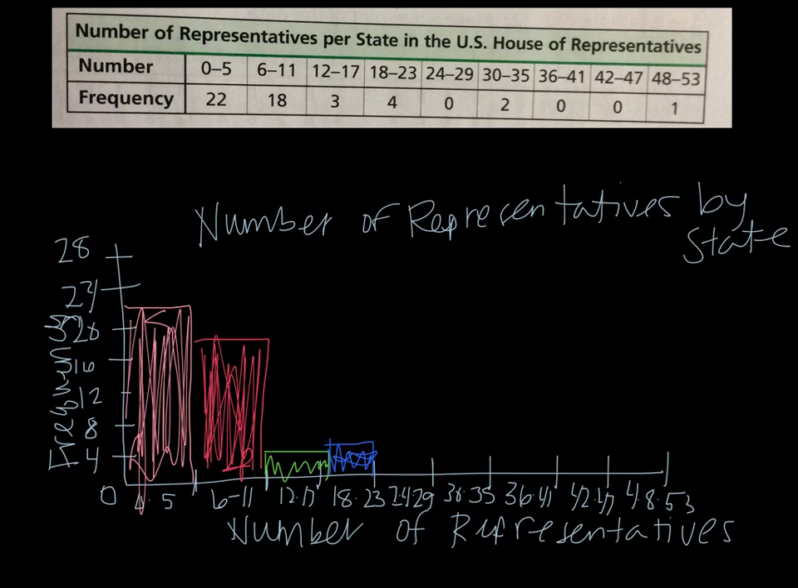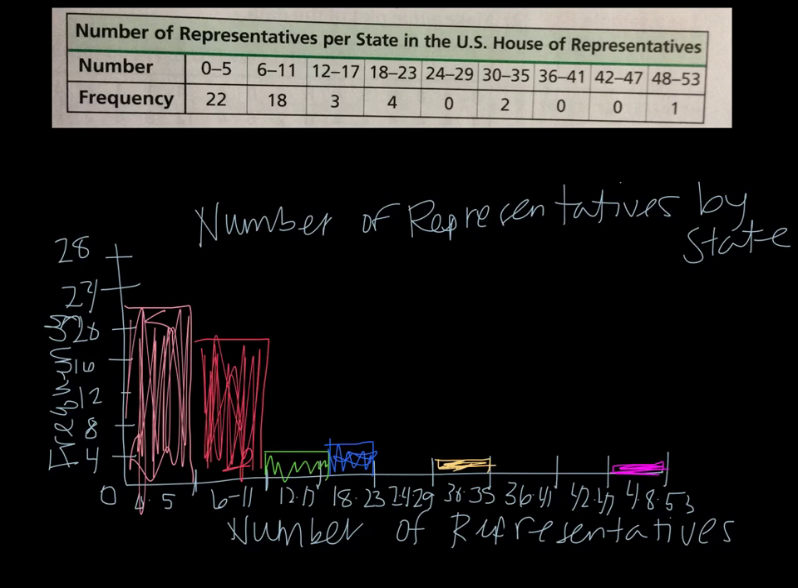24 to 29 had 0. 30 to 35, though, they had 2. So I'm going to skip 1 and I'm going to go up to 2 here. 36 to 41 had 0. 42 to 47 had 0. And I'll choose kind of a purple. 48 to 53 had just one little one. So then I just color in this little baby one right here.